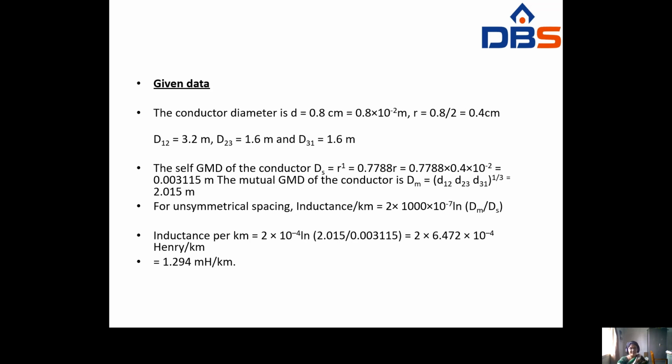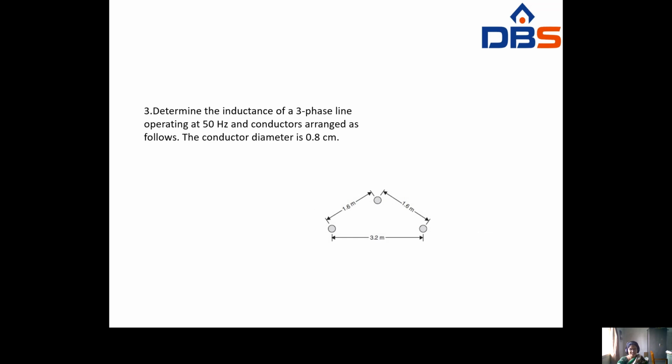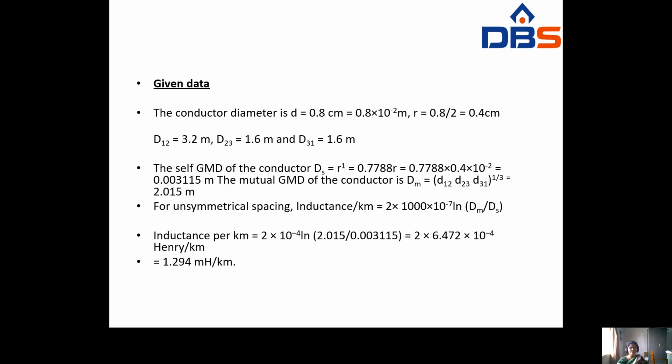But here, in which manner are the conductors arranged? The distances between the three conductors are not uniform, which means the conductors are arranged in unsymmetrical spacing. Whenever you have unsymmetrical spacing, the mutual GMD is the cube root of D12, D23, D31. Here the diameter of each conductor is given as D equal to 0.8 centimeters.